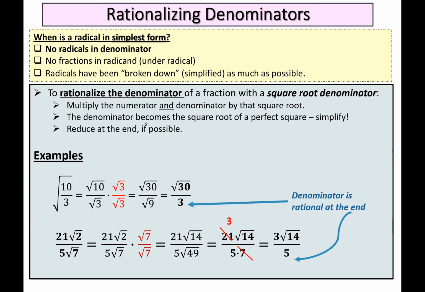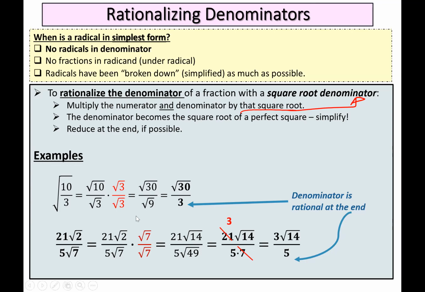Okay, let's get into rationalizing denominators. What does that mean? To rationalize the denominator of a fraction with a square root denominator, here's what you do. Multiply the numerator and denominator by that square root. What square root? The one from the denominator. If you're multiplying the numerator and denominator by the same thing, you're essentially multiplying by a form of 1. The denominator becomes the square root of a perfect square. So we simplify, and then reduce at the end if possible.